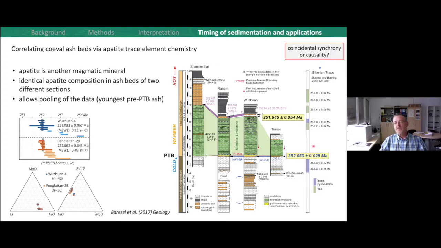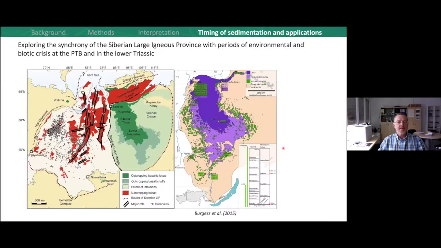In the case of the Permo-Triassic boundary, these are the Siberian Traps. There's a very good geochronology done by the MIT lab, Burgess and Bowring, 2015. So we can very easily show that there is a very good synchrony between the biotic events and the volcanism. But now the question is, are we capable at some moment to distinguish between coincidental synchrony, which also exists in our sciences, or in the development of Earth, coincidental synchrony or causality? So how do we get there?